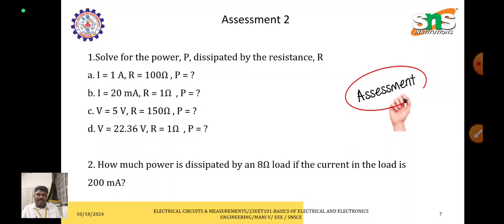Okay, and the second question: how much power is dissipated by an 8 ohm load if the current in the load is 20 milliamps? Put your answer in the comment section.